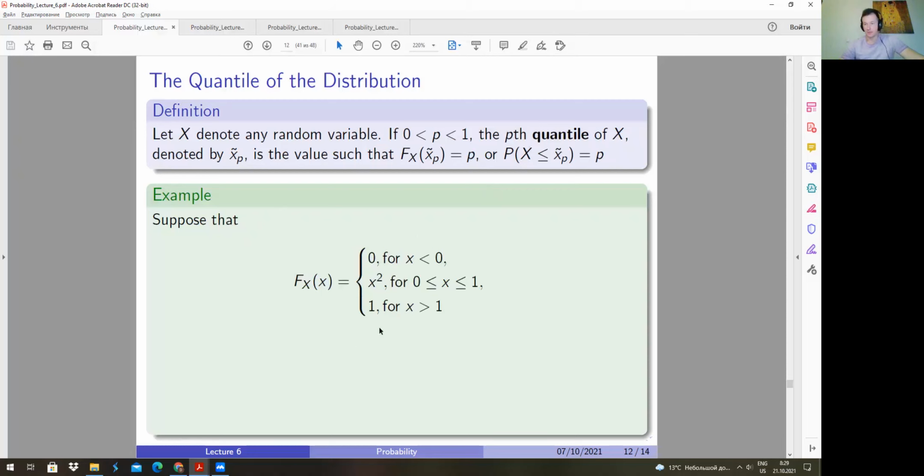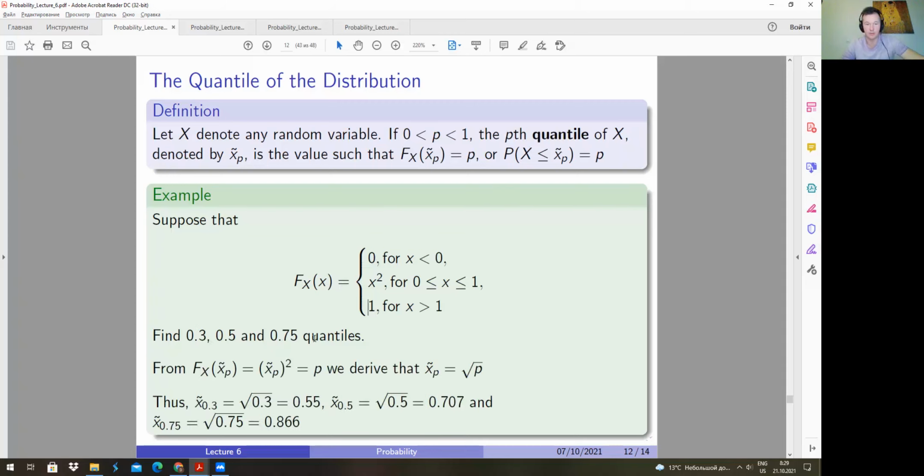Here is an example. Suppose we have the following CDF: 0 for this part, x squared for this interval, and 1 for this interval. Now, if you want to find the 0.3, 0.5 and 0.75 quantiles, what should we do? We are looking for values of x such that this function equals 0.3, 0.5, and 0.75, right?